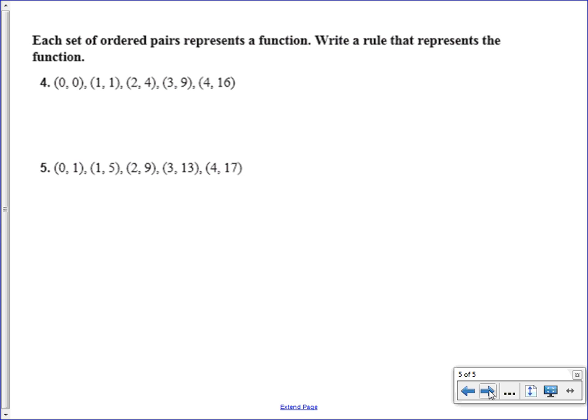We've got to try and write a function for these. So write a rule that represents the functions. So I'm writing an equation. For these, we're going to think of that same idea that we were doing before. We're going to think of a start at 0 and then an increase by, and see if it's increasing by a constant amount.